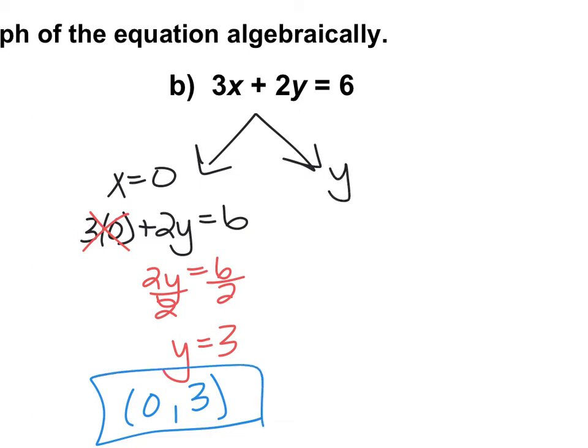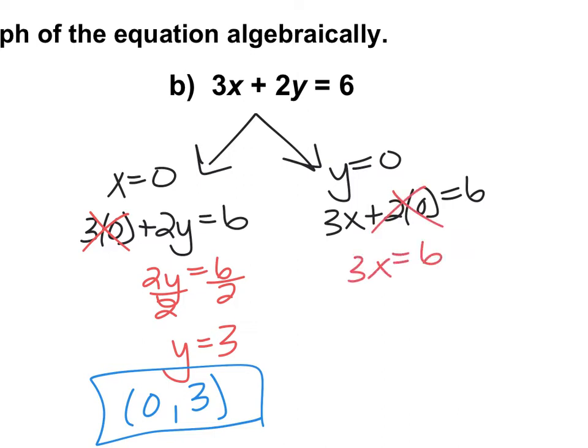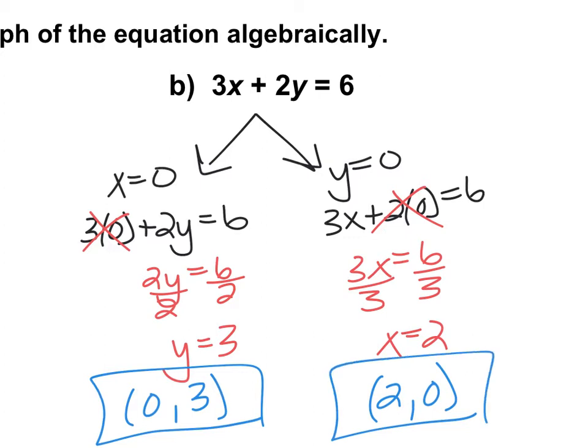And same idea, if I make y equal to 0 to find my x-intercept, I get 3x plus 2 times 0 this time equals 6. Again, 2 times 0 is 0, so I get 3x equals 6, divide by 3 this time, x equals 2. So my ordered pair, x we solved to get 2, and the y value we substituted in was 0. So there are your x and y intercepts, a review of solving algebraically.